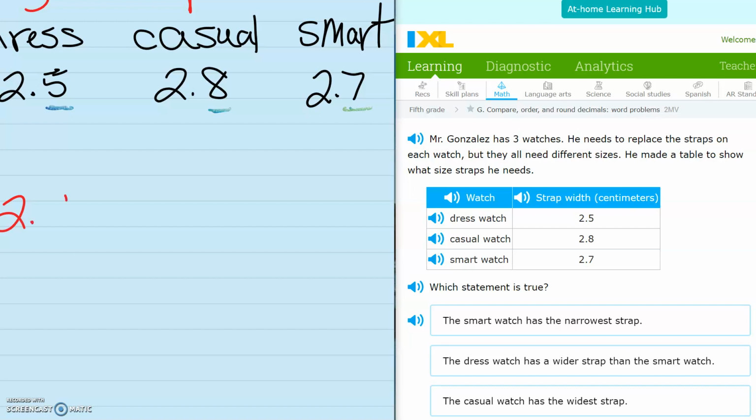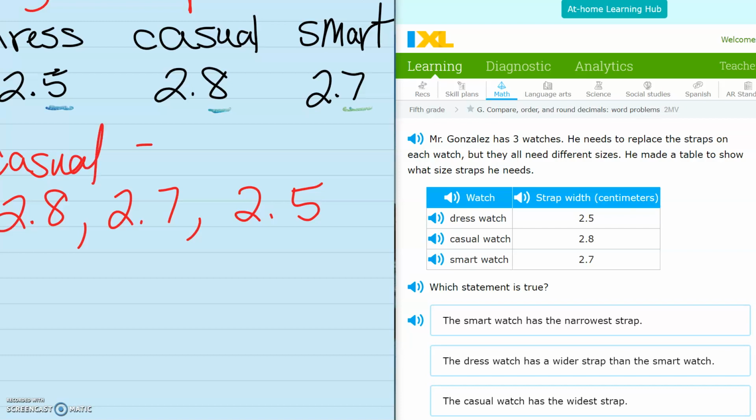So 2.8, 2.7, 2.5, and that is the casual, the smart, and then the dress. All right, so let's read our statements again. The smartwatch has the narrowest strap. That's not true, right? Because we have the smartwatch as being wider than the dress, but narrower than the casual.